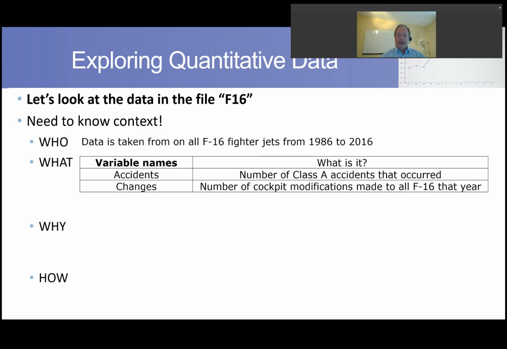What are we looking at? There are two variables. There's actually year also, but year is more like an identifier. There's the number of Class A accidents that occurred in a given year, and changes is the number of cockpit modifications that were made to all the F-16s that year.